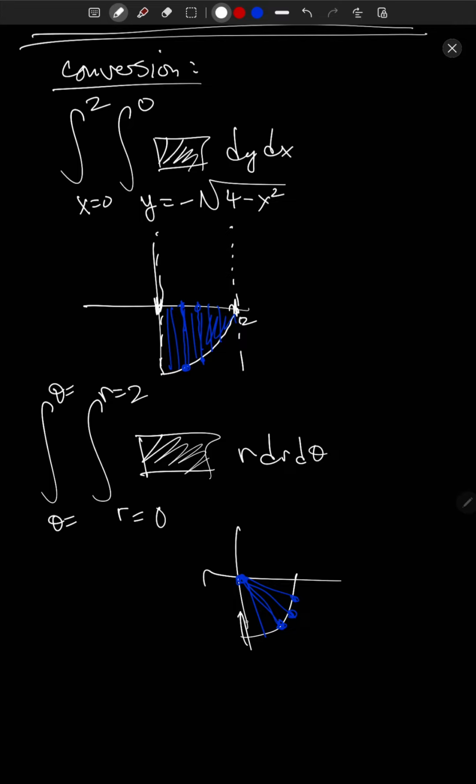And then our theta goes from 3 pi over 2, which is this ray over here, and we want every ray in between until we get to theta equals 2 pi. Or you could do minus pi over 2 to 0 to 2 pi. That works just as well.